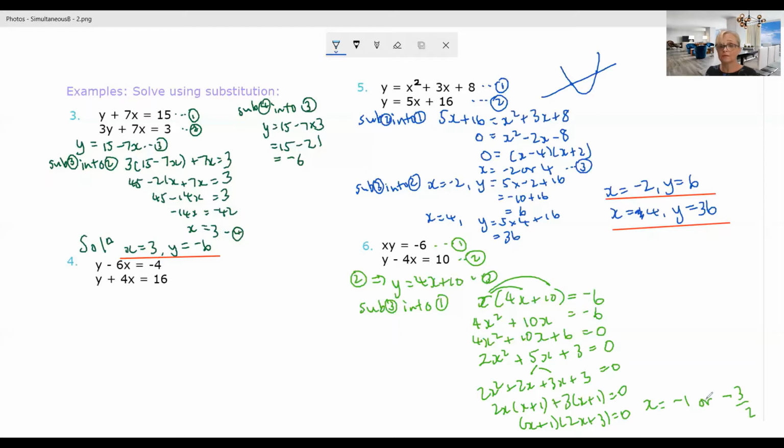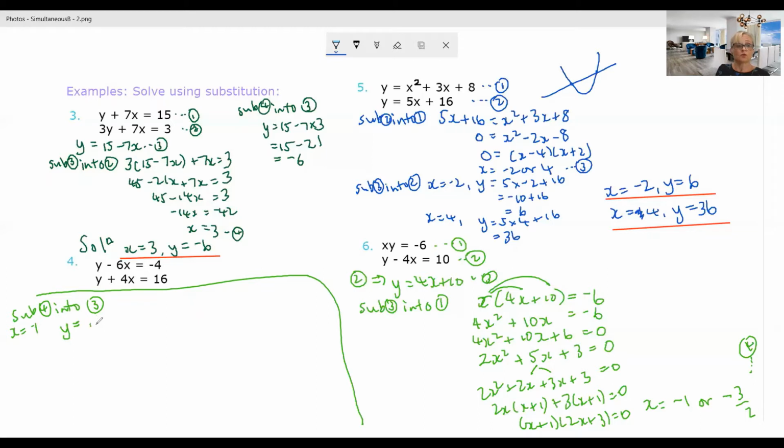Now for each of those x values, you are going to substitute in and work out what your y is. So we'll call this bit of information 4 and come over here. So sub 4 into 3. So when x is negative 1, y is going to be 4 times negative 1 plus 10, which is 6. When x is negative 3 on 2, y is going to be 4 times negative 3 on 2 plus 10, which is 4. Yes. Okay, so our solutions are x is negative 1, y is 6, and x is negative 3 on 2, y is 4.